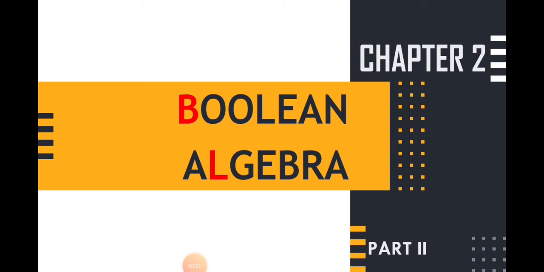Now in this video we are going to discuss 11th standard computer science, chapter 2, Boolean algebra part 2, video 3. Last class we discussed what is meant by logic gates, and we discussed how to draw an AND logic gate. Now in this class we are going to see the remaining fundamental logic gates and universal logic gates.